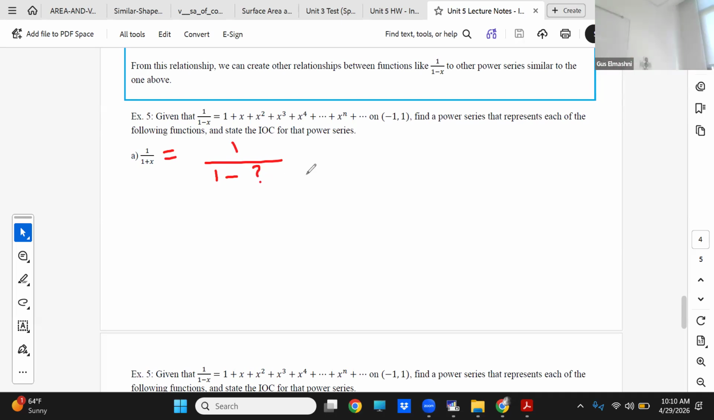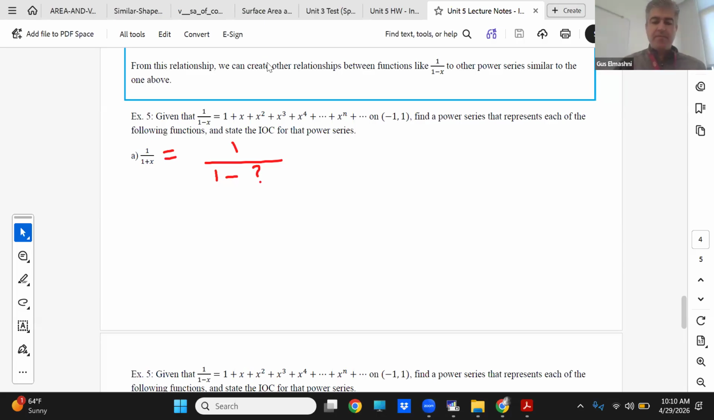So you want to write in this form, 1 over 1 minus something. You want to express this like this. What would I put in place of this question mark? So it's the same thing as this. That's correct. That's what you want to do. Your goal is to rewrite whatever you're given as 1 over 1 minus something. That is your goal. So that's the goal here.